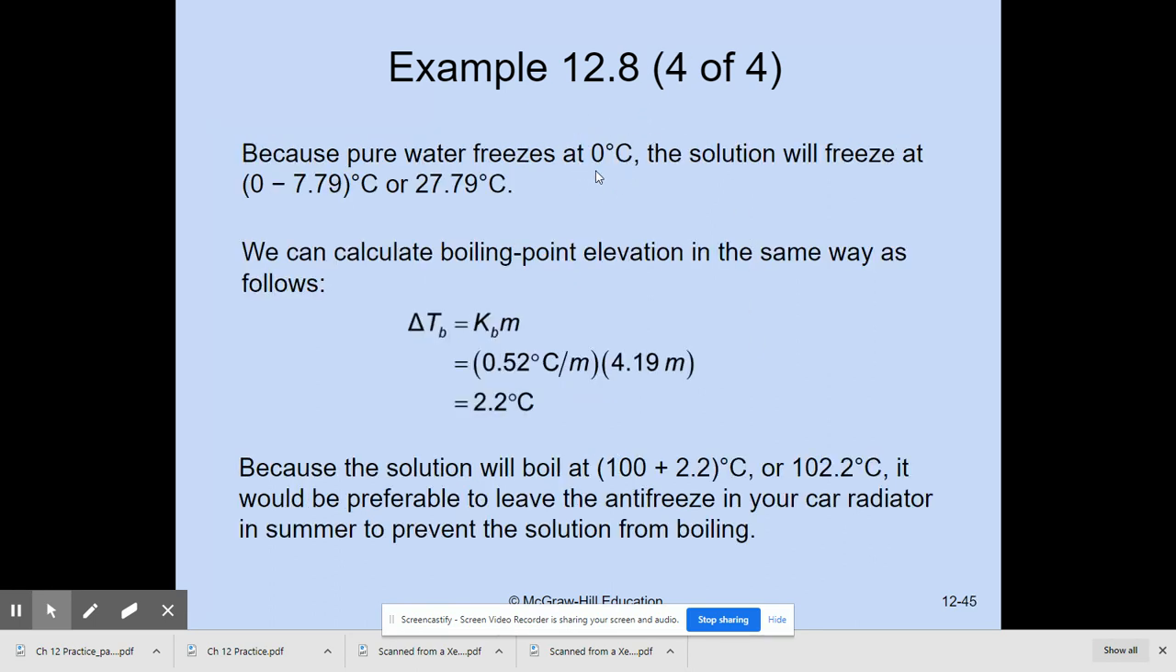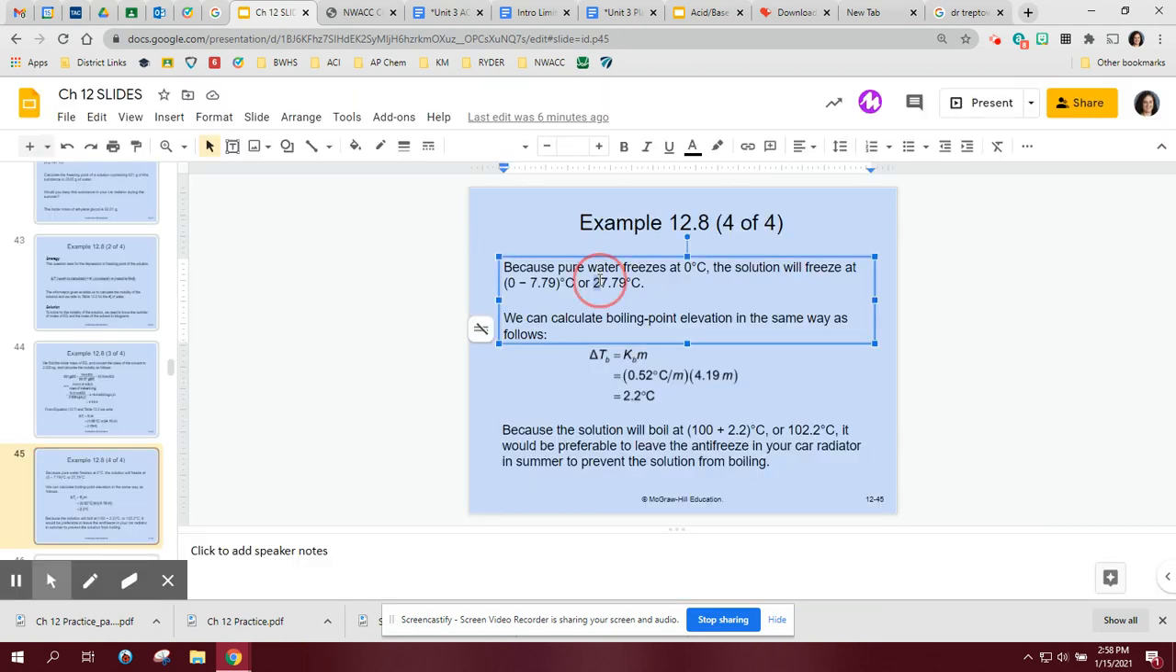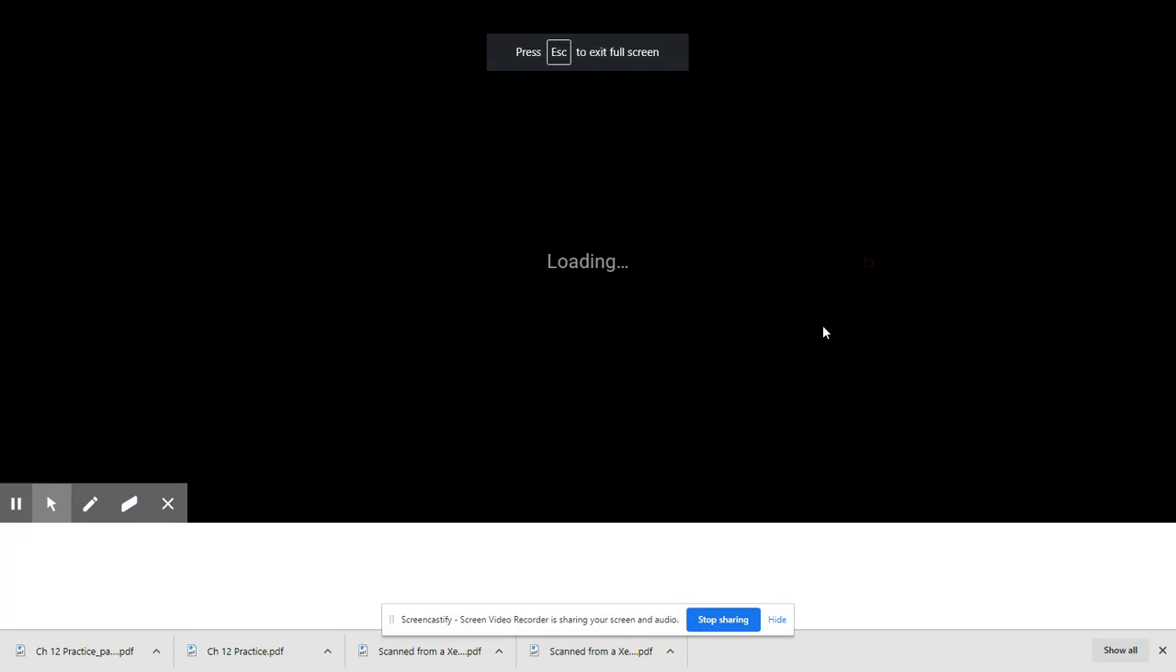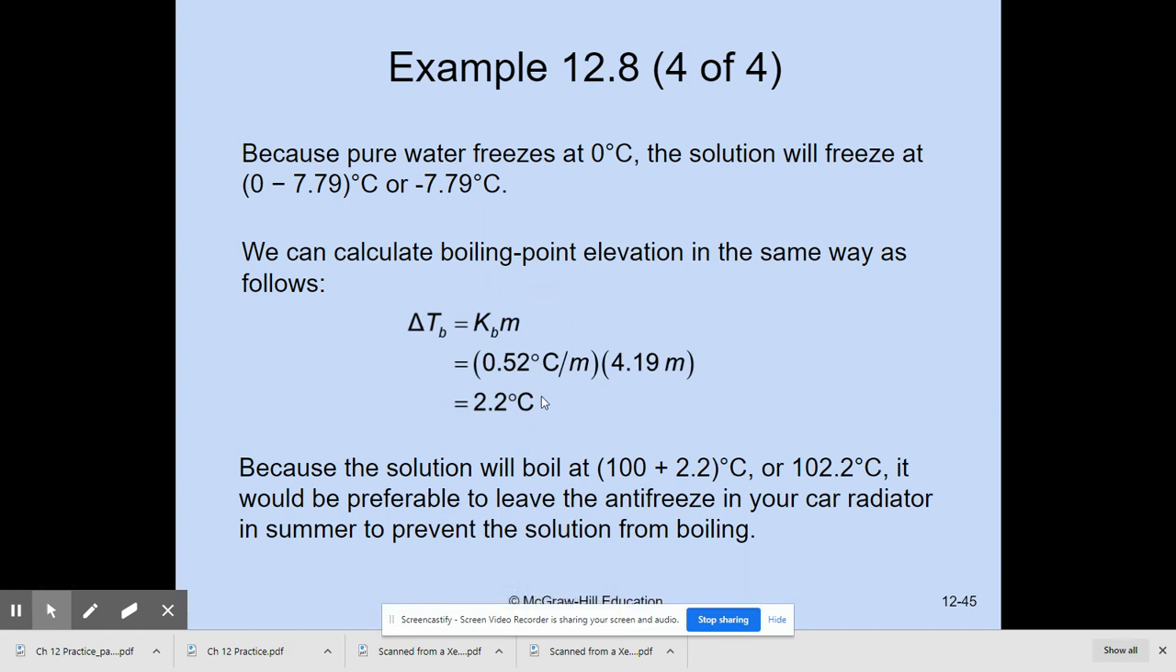Pure water freezes at 0 degrees Celsius, and so when we add that change, the freezing point is negative 7.79 degrees Celsius instead of 0 degrees Celsius. We can also calculate boiling point elevation in the same way because it was asking us about the summer. So for boiling point elevation we'd use the Kb value, so we're looking at boiling point, it's 0.52. We multiply, and we get 2.2. Normal water boils at 100 degrees Celsius, so then this sample would boil at 102.2 degrees Celsius.